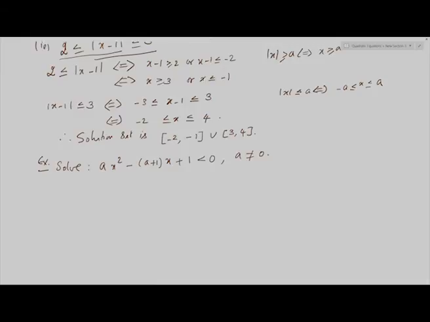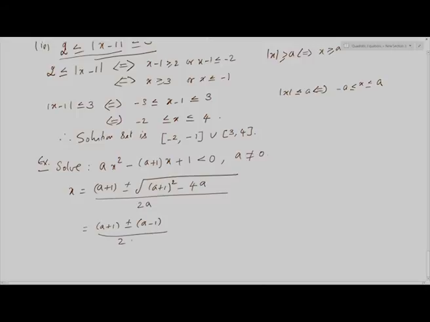It is given that a is a non-zero number, and right now we cannot factorize unless we know a. So, what we do is we simply solve, because we know how to find the roots of the quadratic equation. x is equal to a plus 1 plus minus square root of (a plus 1) square minus 4a, divided by 2a. By simplifying, it is a plus 1 plus minus a minus 1 divided by 2a, and it gives my solutions as 1 and 1 by a.